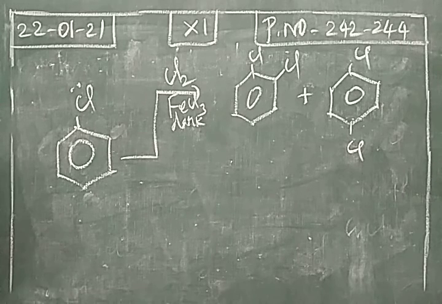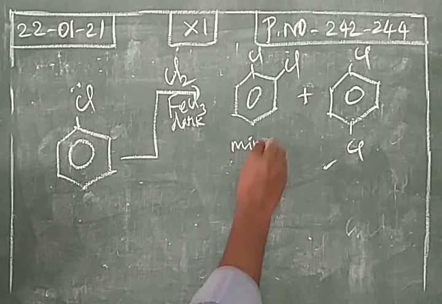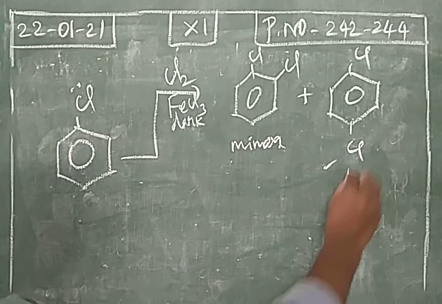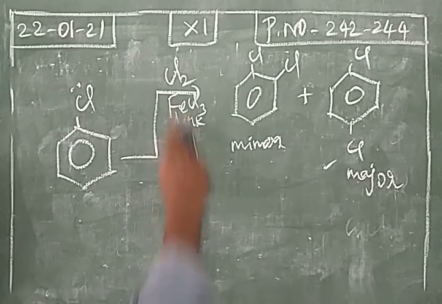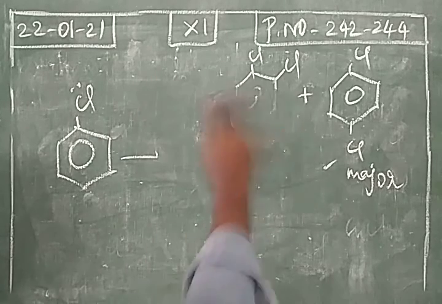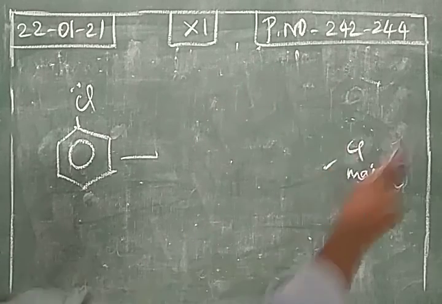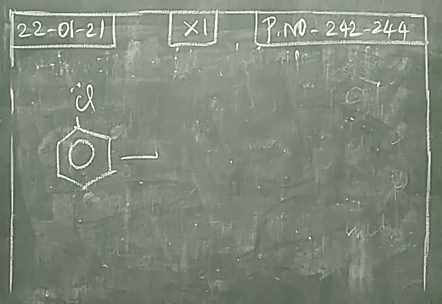So this is an ortho para director. And which will be the major product? This will be the major product. Both the substituents are opposite to each other. So steric hindrance will be less. This will be major product. This will be minor product. Okay. Always para product will be more stable. Right? So this is called halogenation. We will get dihalogenated benzene.